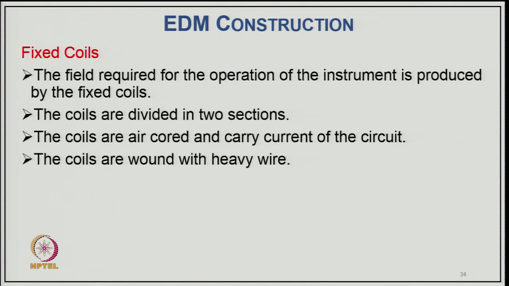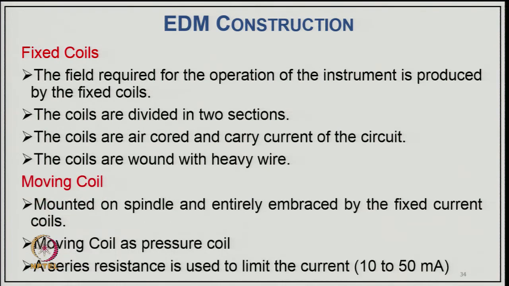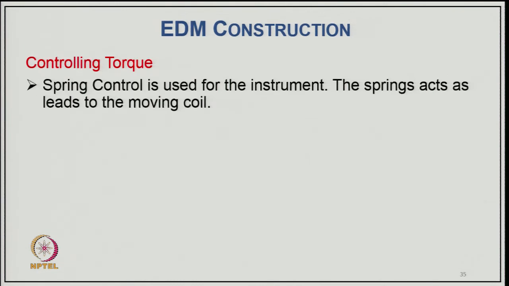Now coming to the fixed coil, the field required for the operation of the instrument is produced by the fixed coil, and the coils are divided into two sections. The coils are air cooled and carry the current of the circuit, and these coils are wound with heavy wire. Now coming to the moving coil, it is mounted on a spindle and entirely embraced by the fixed current coils, and the moving coil acts as the pressure coil. A series resistance is put in to limit the current to around 10 to 50 milliamperes.